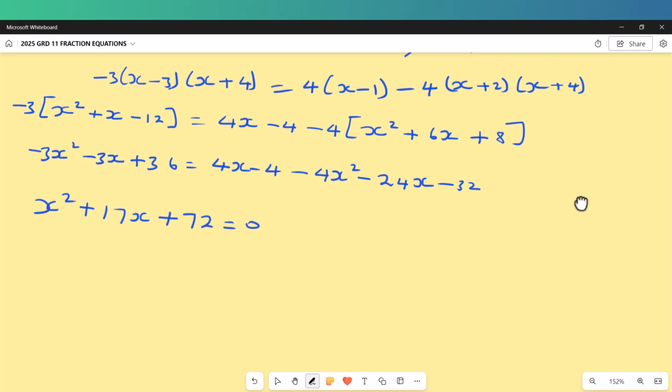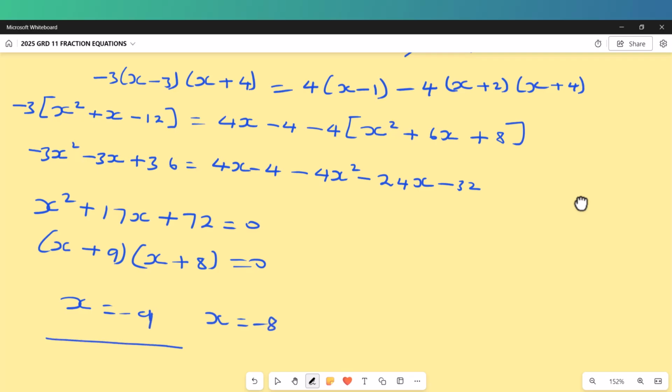So what are the factors here, guys? We have x plus 9, and x plus what? X plus 8 equals to 0. Why? Because 9 times 8 is 72, 9 plus 8 is 17. So we have x equals to negative 9 and also x equals to negative 8. So these are the answers here.